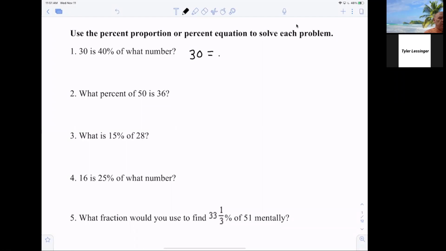So number one, I would say 30 equals 0.4 times what number? So it'd be 0.4x. Is everybody good on that? And so now x equals 30 divided by 0.4. So that is equal to 75. All right. Any questions on number one?